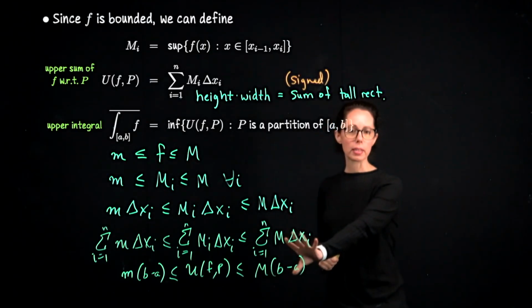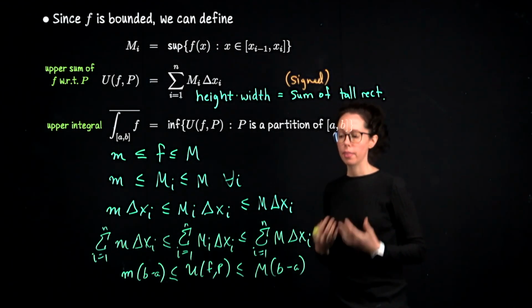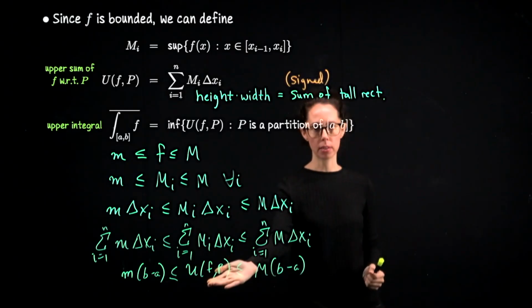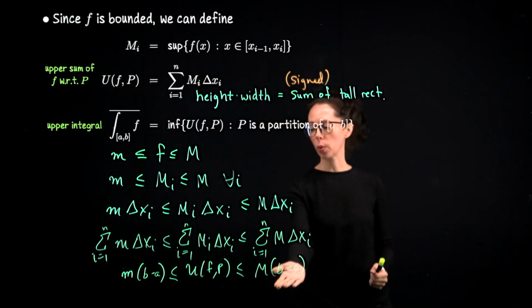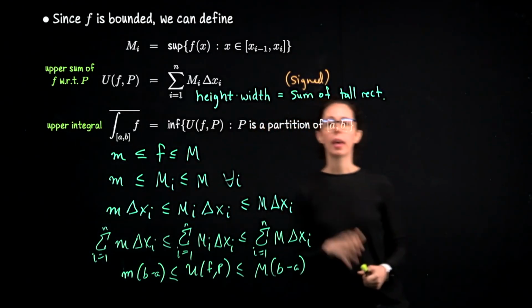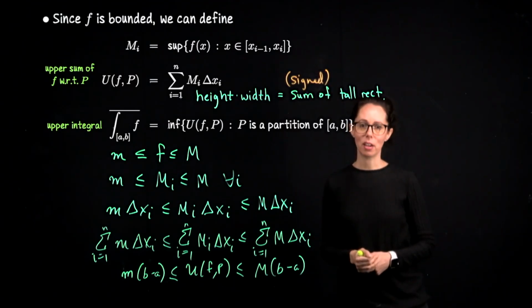There's no partition specified here. This is true for every possible partition of the domain. Therefore, every possible upper sum sits between this number and this number. So in particular, it's bounded below. And therefore, there is indeed an infimum for this set of all possible upper sums.